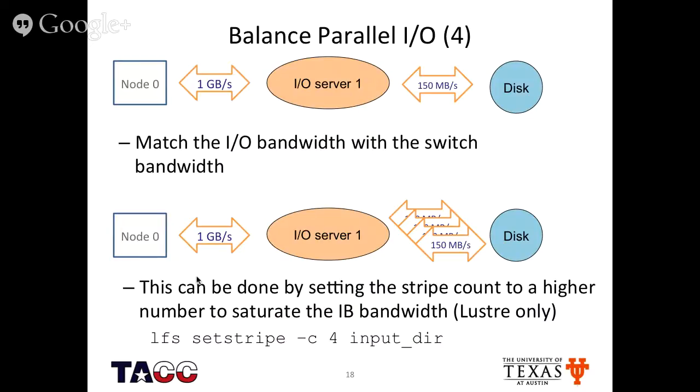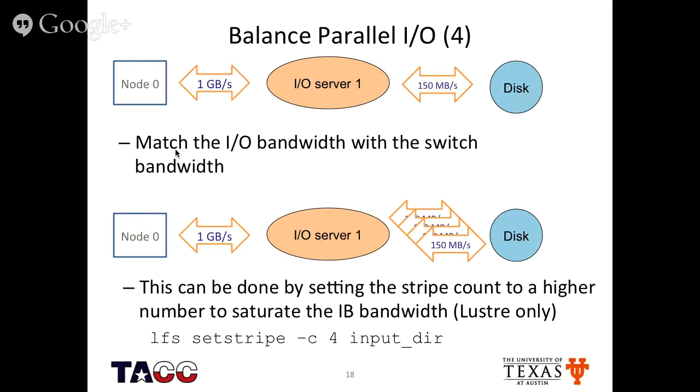So coming back to balancing parallel I/O, one thing you want to be aware of at this point is that you might want to match the I/O bandwidth with the switch bandwidth. You remember that I showed you a diagram early on. One side of the network was fatter, a lot wider than the other side. Note that the numbers are not representative of Stampede. I'm not trying to say that I/O bandwidth on Stampede is 1 Gbps at all times, and between the I/O server and the disk is 150 Mbps at all times.